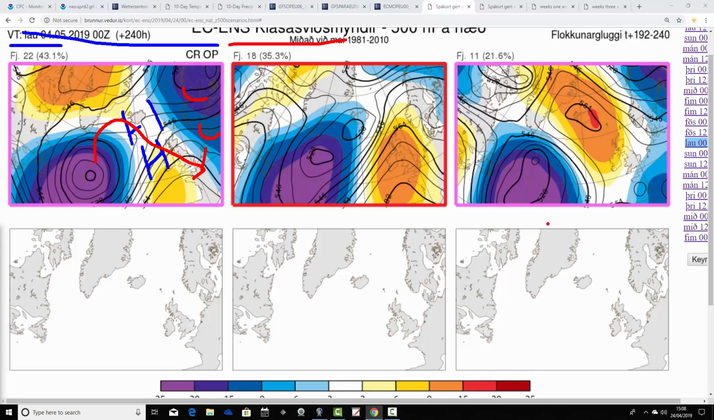Then we've got 18 members of the ECM ensembles with a ridge of high pressure over the top of the UK. Low pressure is out to our west, and the flow and the jet is going to be going something like that. So a reasonable amount of dry, fine weather on and off with those 18.